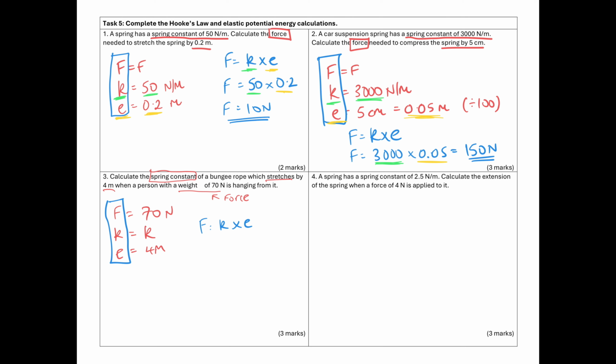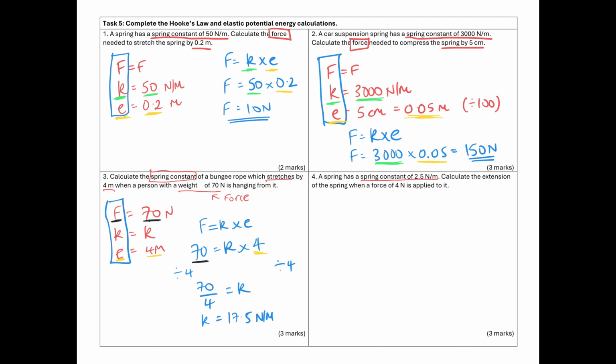Just like the other ones, we can recognise the equation force equals spring constant times extension. Now we're going to substitute in the numbers, so 70 for force, spring constant is now just K, and extension is 4. For both of them, we need to divide by 4 to get that by itself, to make K the subject, so 70 divided by 4 gives you 17.5 newtons per metre.